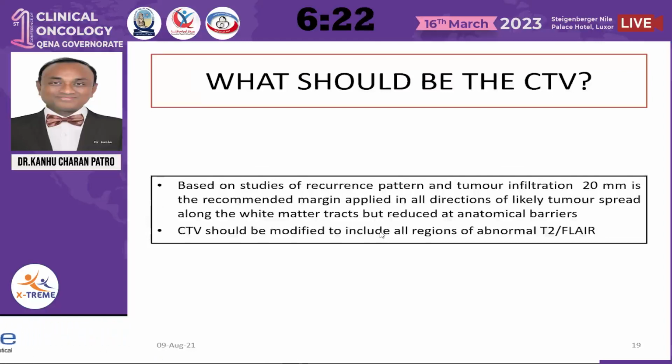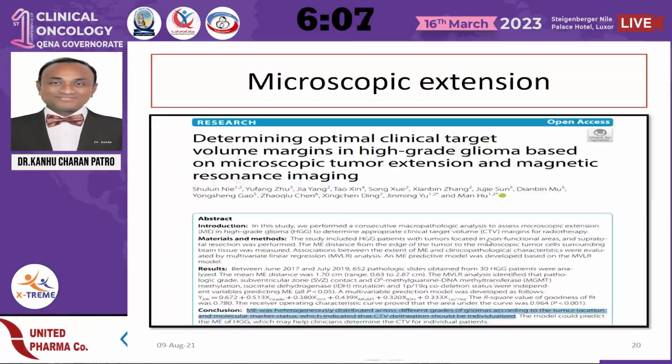Based on various articles, and there are enormous articles, a 2 centimeter margin is applied along the white matter tracts, but reduced with anatomical barriers, and the CTV is modified according to the T2 and FLAIR abnormality. Microscopic extension is heterogeneously distributed across the different types of glioma according to tumor location and molecular type, which indicates the CTV delineation should be individualized. But these are mostly molecular-based target delineations, mostly on a trial basis. We have to use them very cautiously.